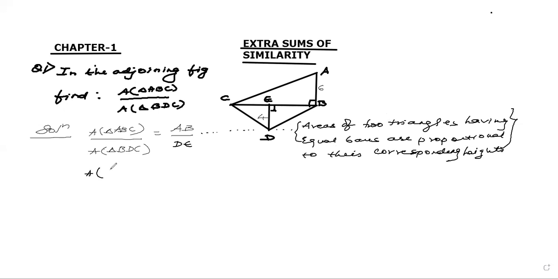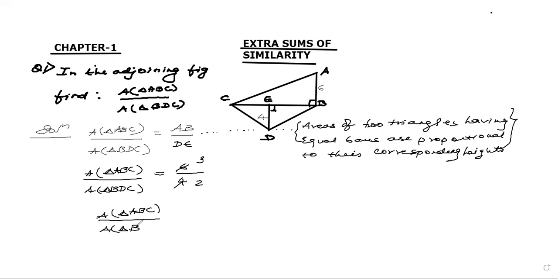So what happens? Area of triangle ABC upon area of triangle BDC will become equal to, children, what is the value of AB given to us in the picture? You can see 6. What is the value of BD given to us in the picture? 4. Two threes are six and two twos are four. So what do you get ultimately as the answer? Area of triangle ABC upon area of triangle BDC is equal to what, children? 3 upon 2. That's the answer, okay?